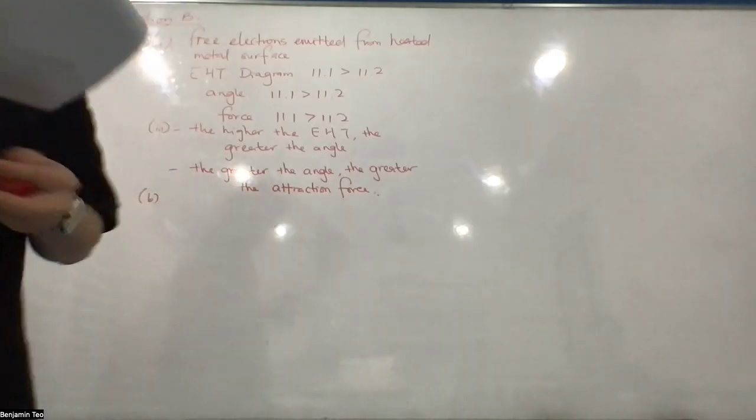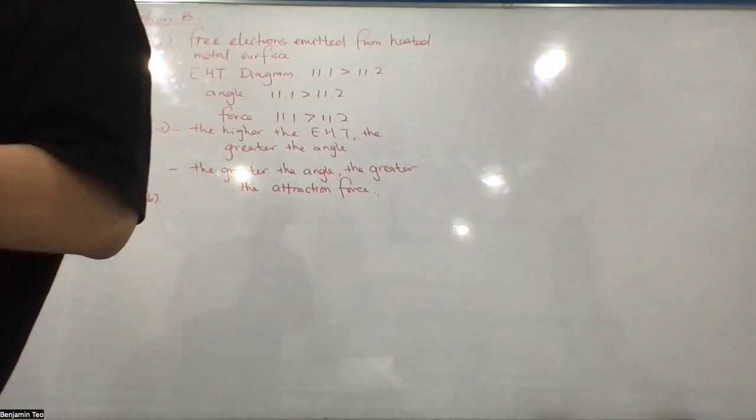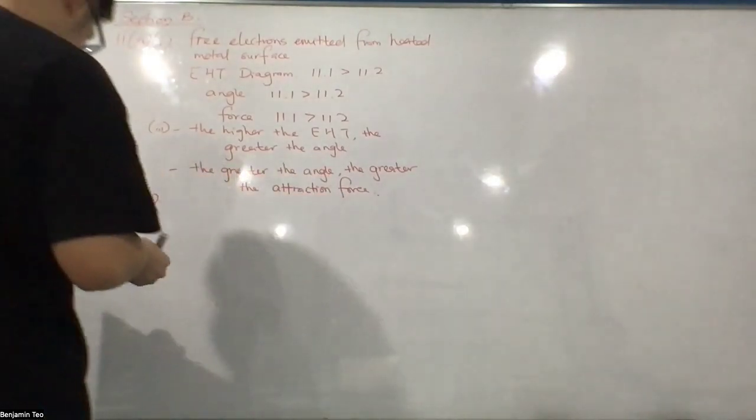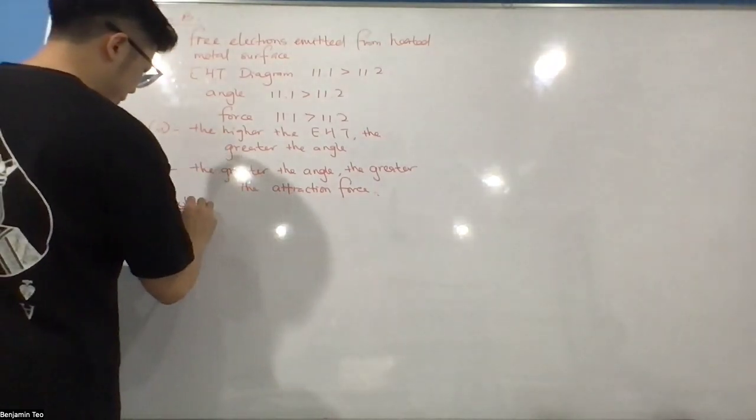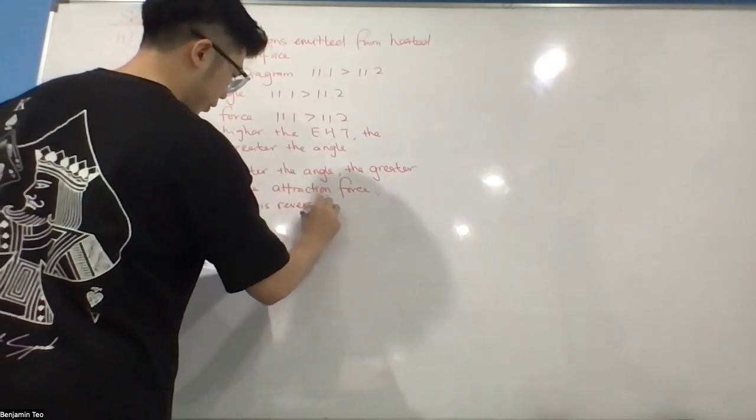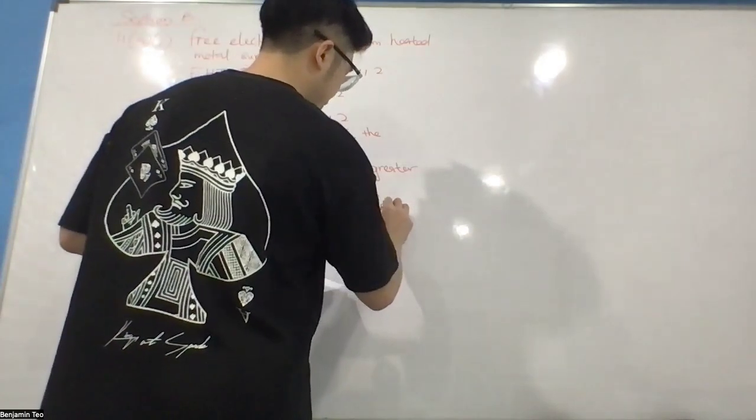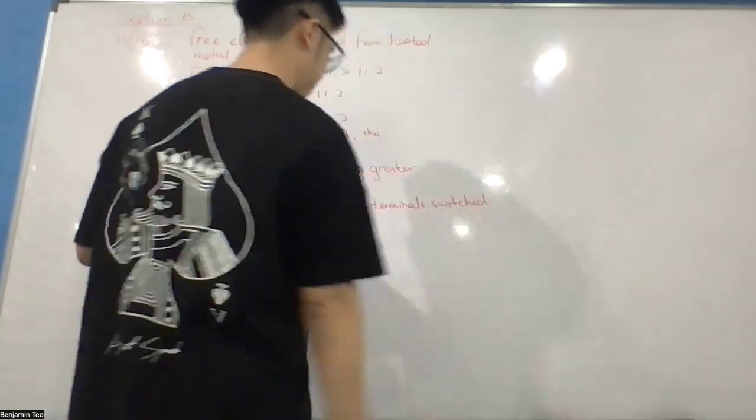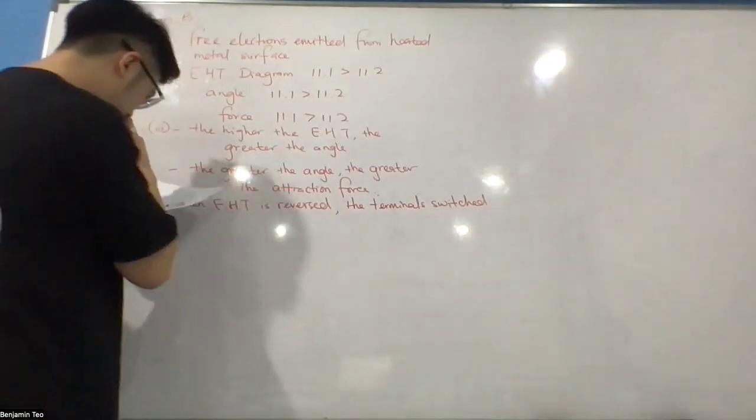B. Describe what happens to the cathode rays when the EHT connection terminal is reversed. You have to make it 4 points. Four key points. When EHT is reversed, first, you talk about the terminal switch. Bottom plate becomes positive, top plate becomes negative.